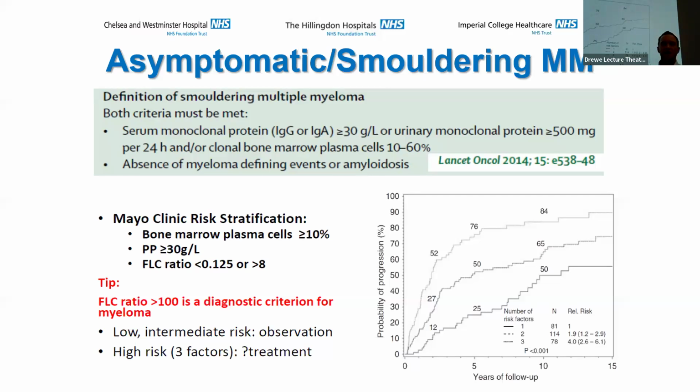Where they have a low or intermediate risk, the general approach would be to carry on observing them. Where we have a high risk, so you may have all three of those factors, in particular if you have a free light chain ratio which is very abnormal, so greater than 100 or less than 0.01, this may be an indication that you want to start treatment early. And there is some data around this which suggests there's a benefit to patient outcome.